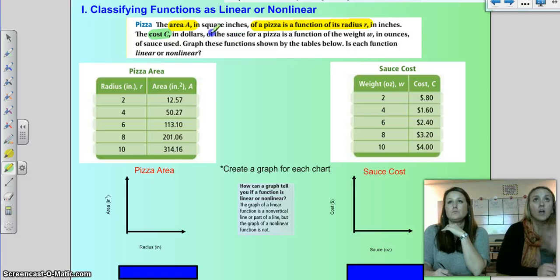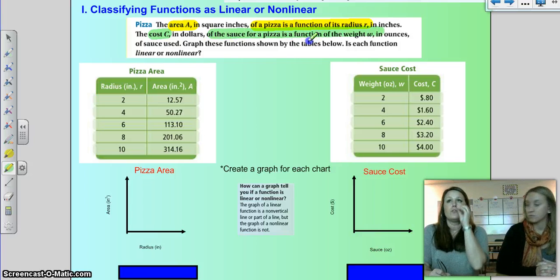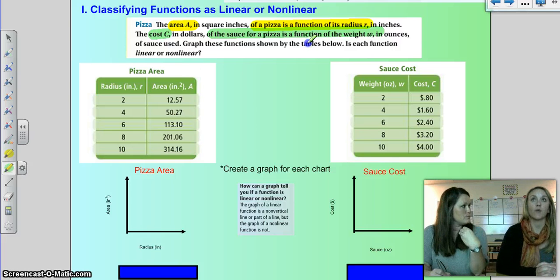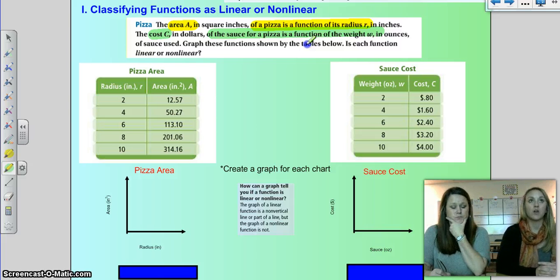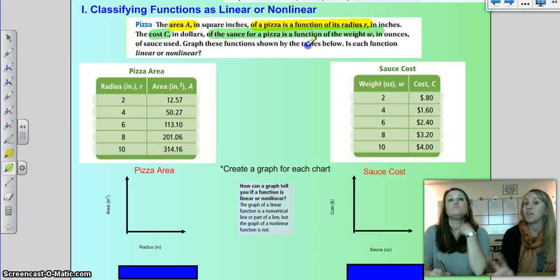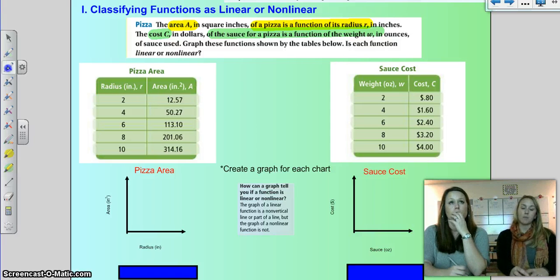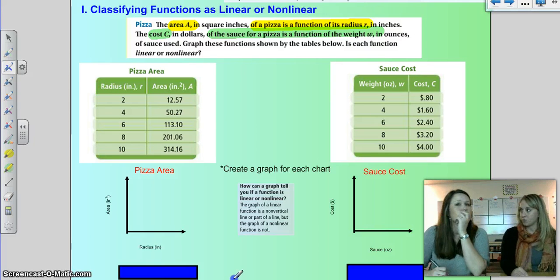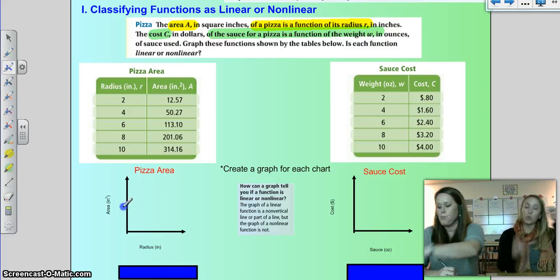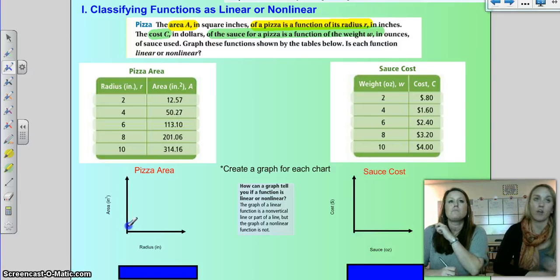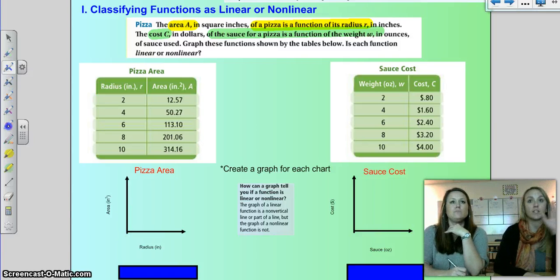All right, so we have the area, which changes based on the radius. We have the cost of the pizza, which changes depending on how much sauce. So we have two tables given and two graphs to give. One about pizza, one about sauce. Notice how these graphs are not very specific. We're going to do a sketch. We're just marking things about where they would be, and then we're going to figure out if it's linear or nonlinear based upon that. So you create your own grid, and you create everything based off of what you want.